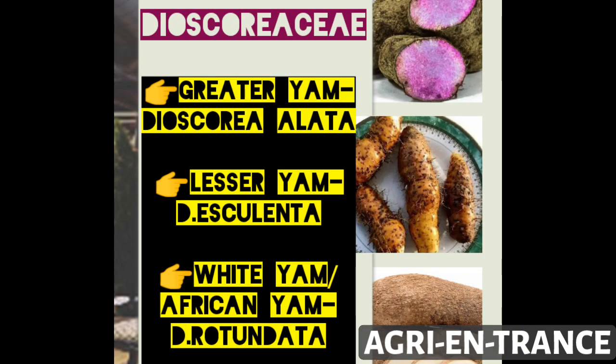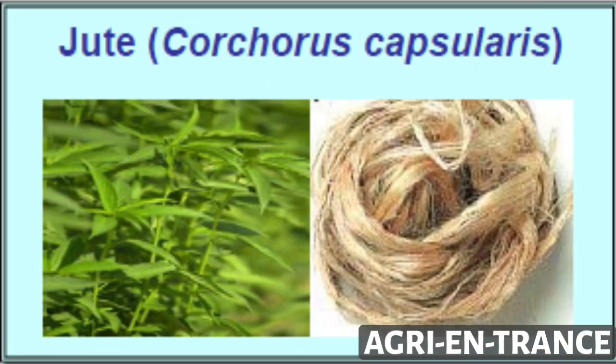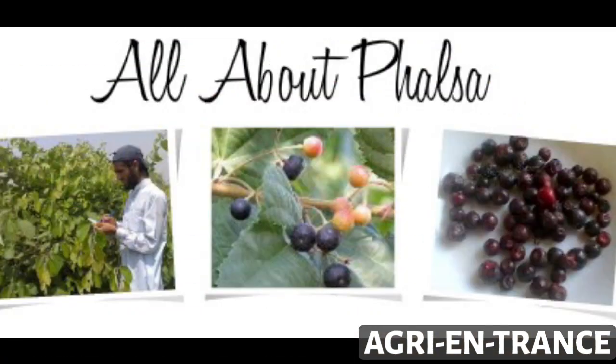Family Dioscoreaceae involves greater yam, lesser yam and white yam. Next is the Tiliaceae family that includes jute and falsa. The scientific name of jute is Corchorus species. It is the most important commercial bast fiber or phloem fiber crop in India. West Bengal accounts for nearly 70% of India's jute area and 75% of jute production. It is an important fiber crop next to cotton.